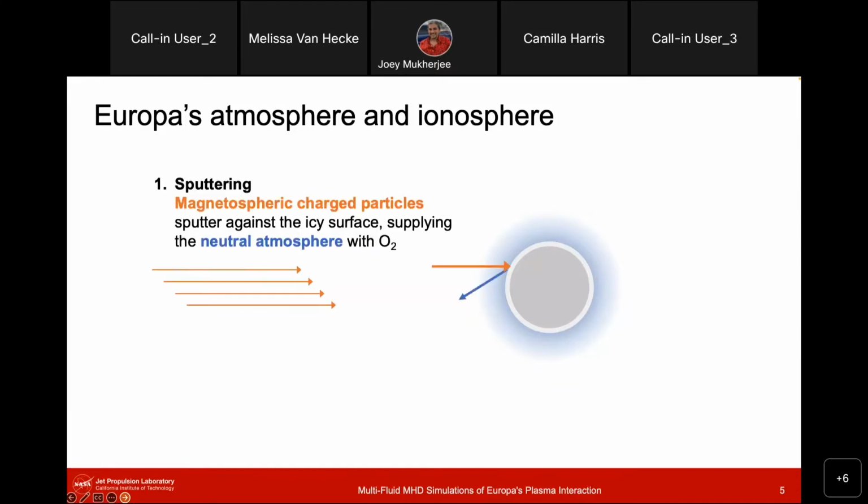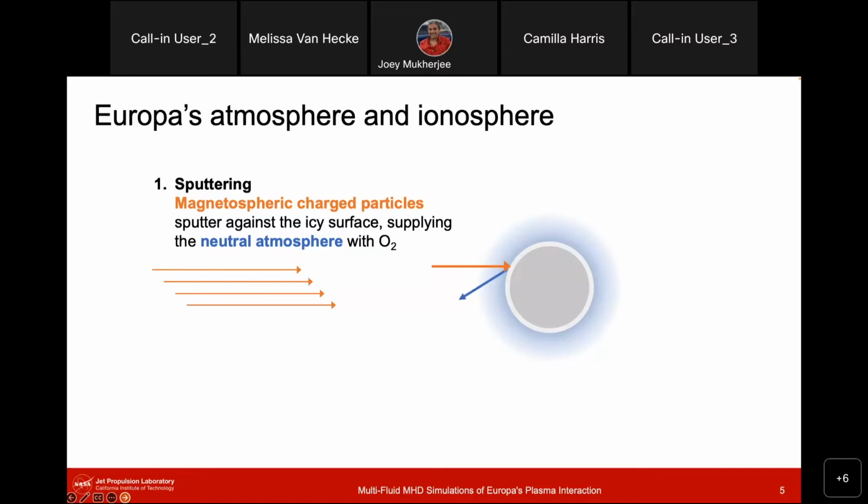The first process I want to talk about is sputtering. Sputtering has a whole body of literature behind it, and I'm going to reduce it to not even a full sentence. For my purposes, sputtering is basically a black box where you put charged particles in, they strike the icy surface and impart it with some amount of energy, and you get neutral particles out. There's a lot more to it. And there are other processes which are important for generating the ionosphere, but I'm interested in this one because it represents an interface between the plasma and the atmosphere.